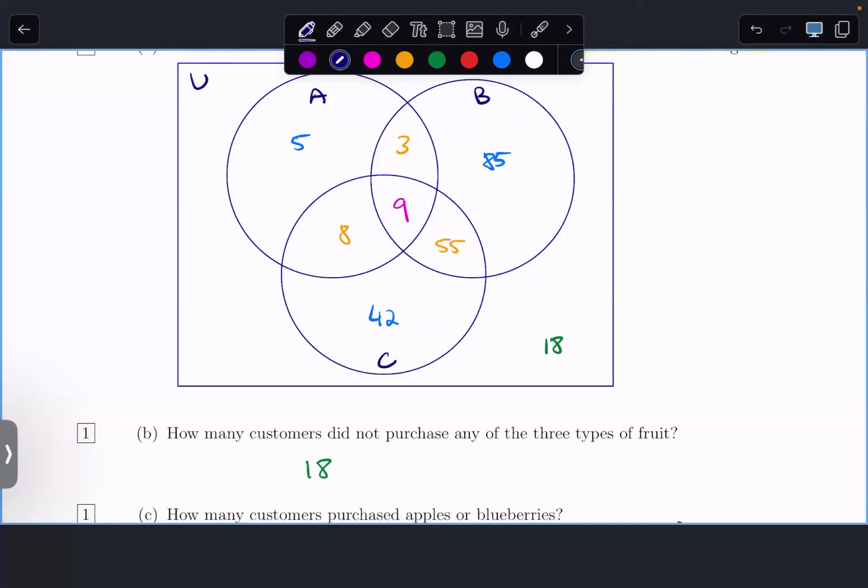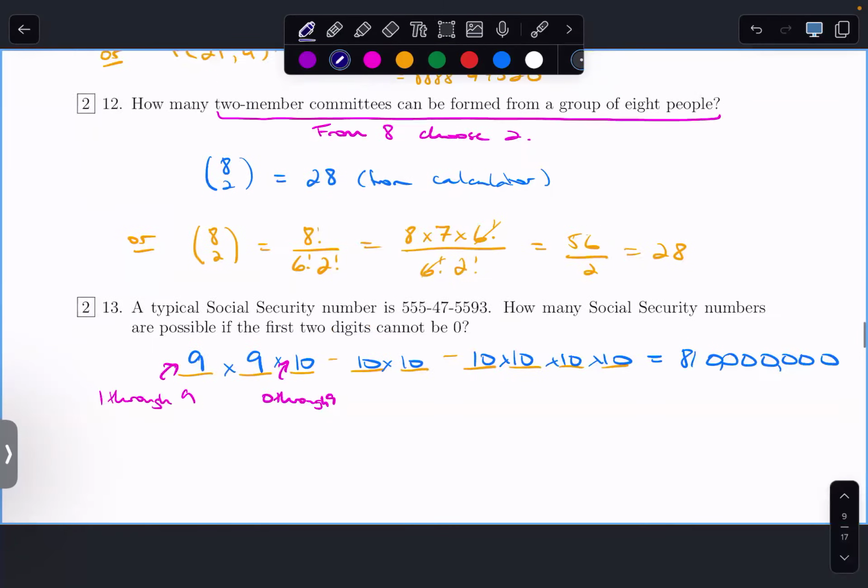Could you walk through that binomial question? Yeah. You bet.